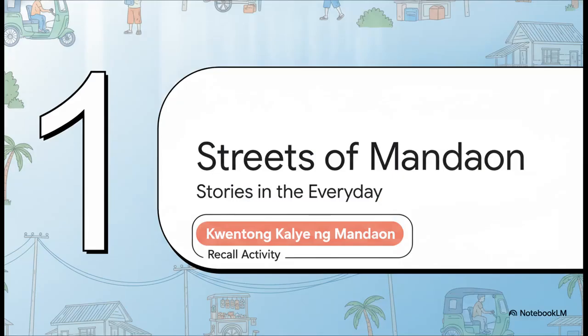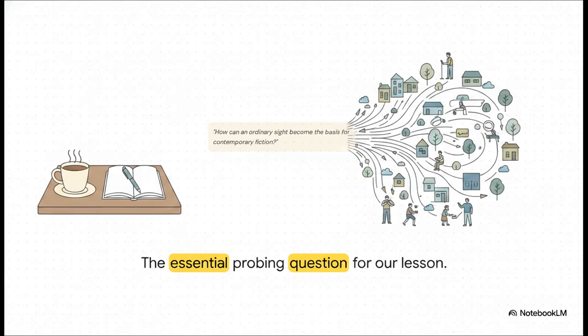All right, let's jump right into Section 1, the streets of Mandaon, finding stories in the everyday. We are anchoring this whole experience right here at home. So I want you to really think about this fundamental question. How can a totally ordinary site become the basis for contemporary fiction? I mean, contemporary fiction is literally defined as fiction set in the real world, dealing with real-world issues. So how does the mundane, everyday stuff suddenly become something profound?